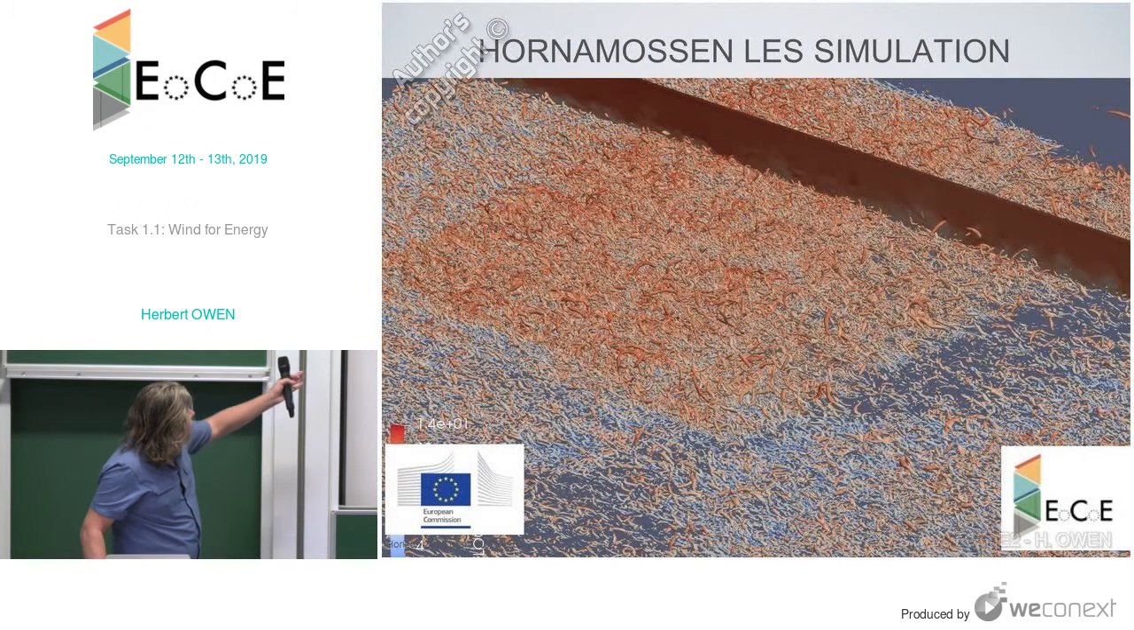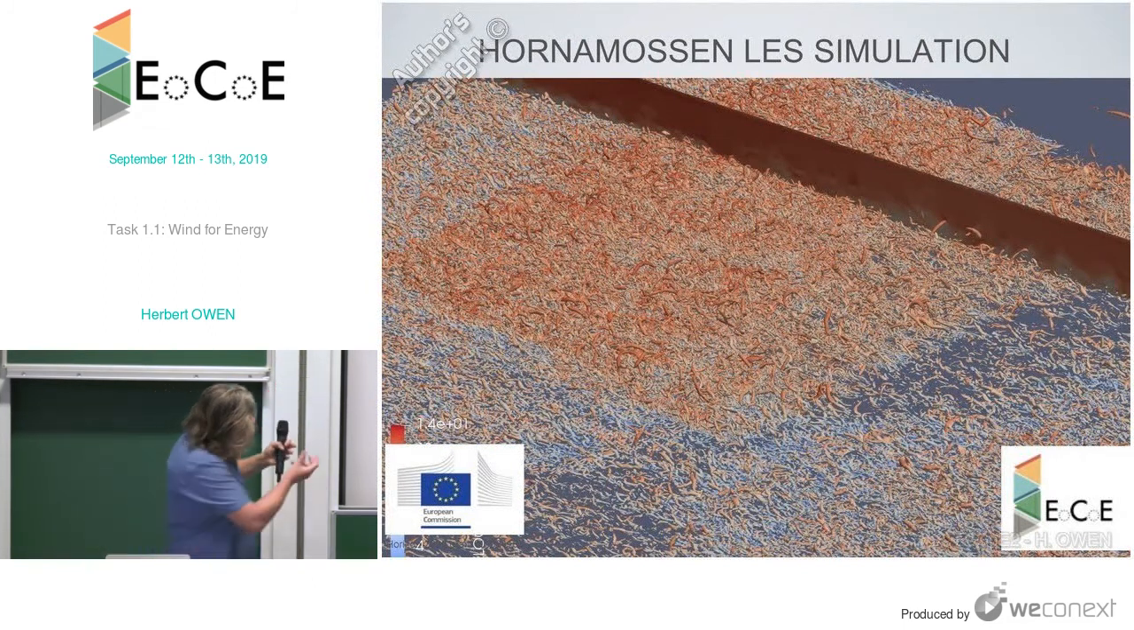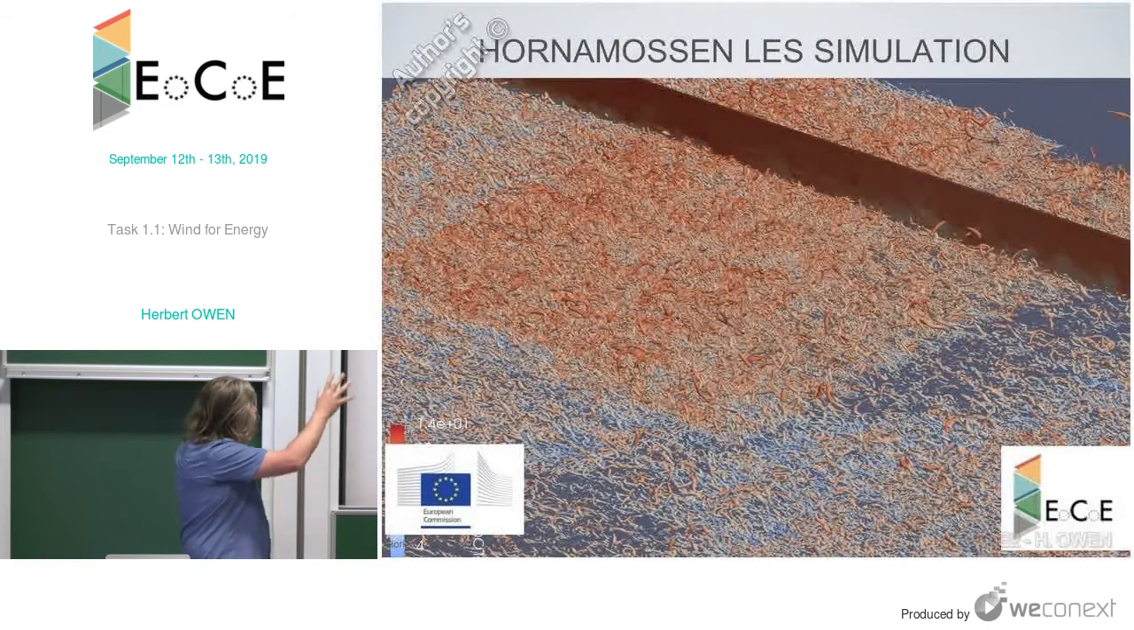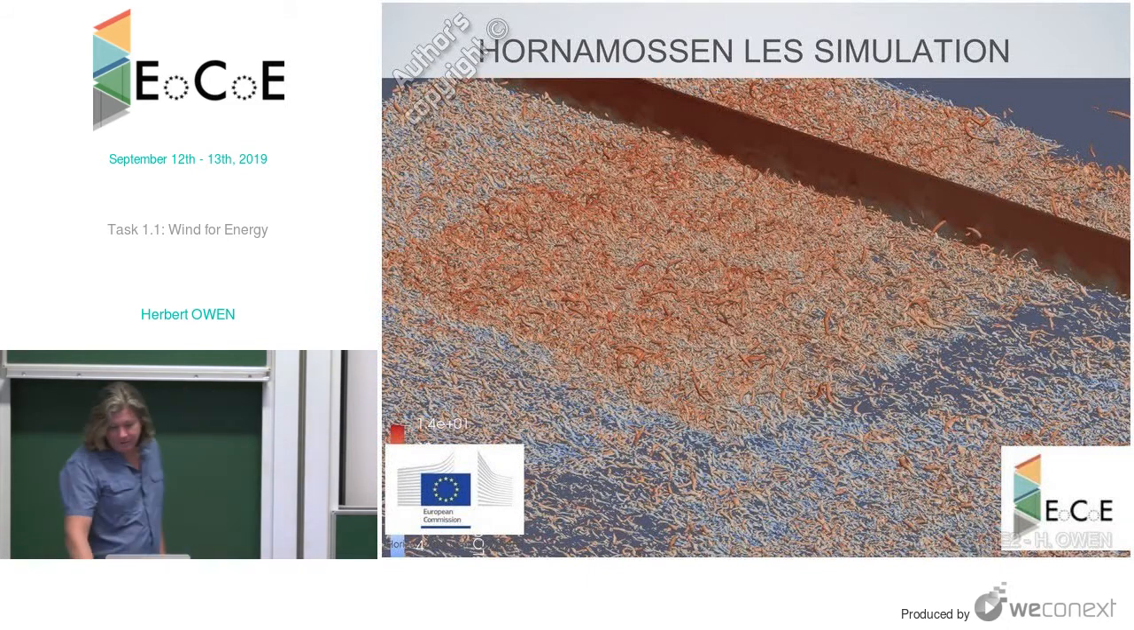This is, well, another result. These are the results for the Q vorticity. This allows the trained eye to see some of the structures that are formed.